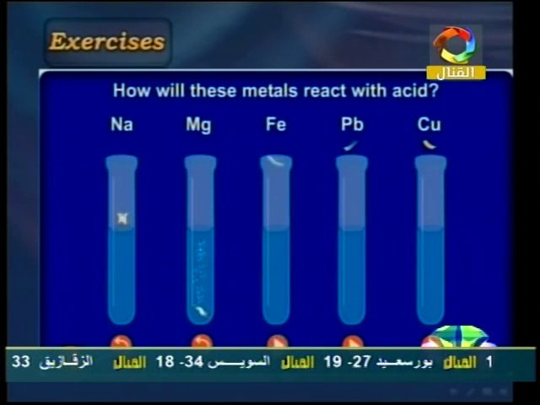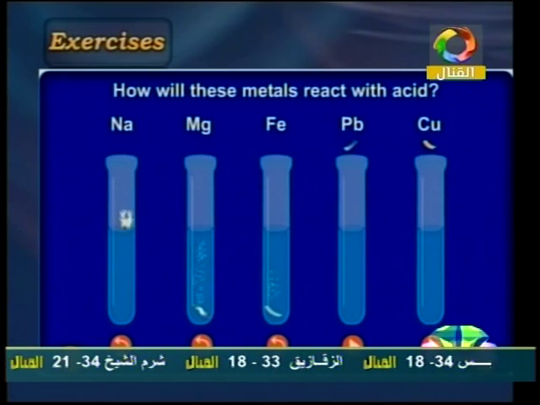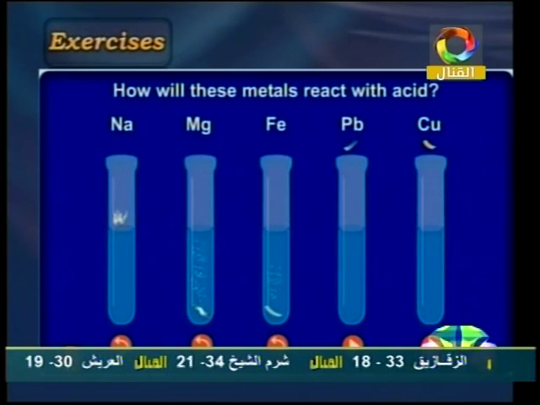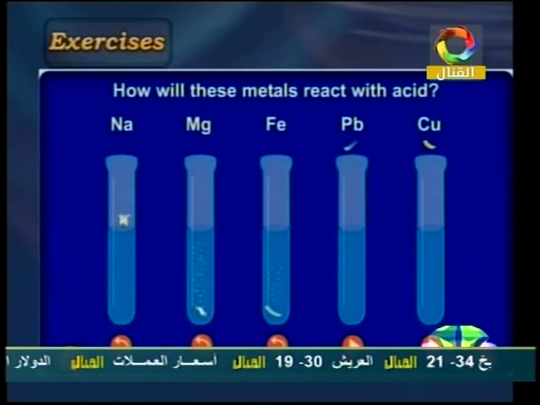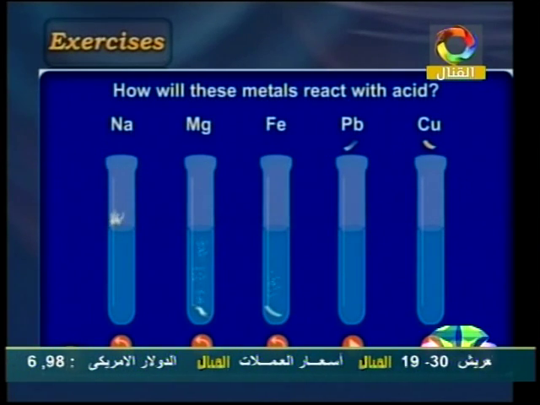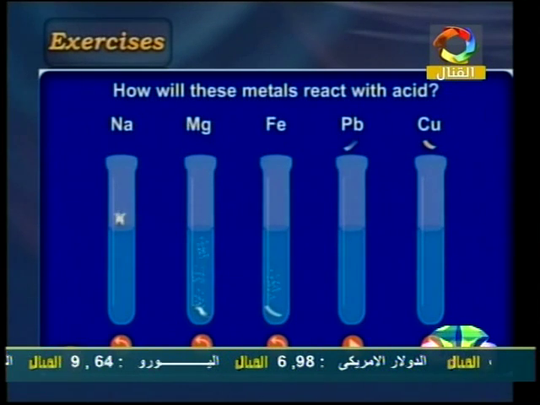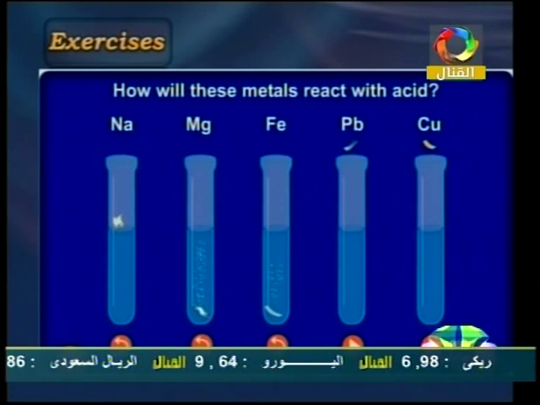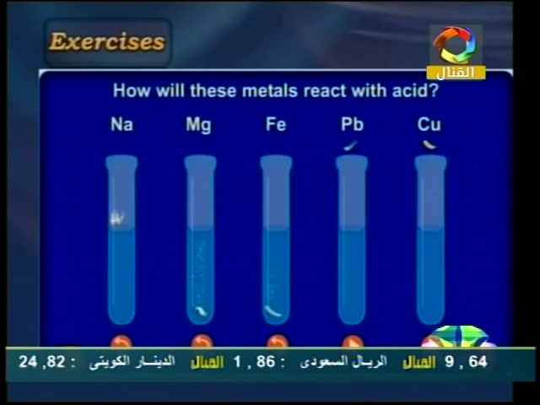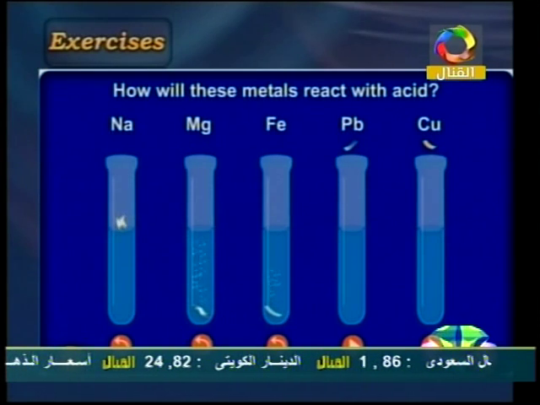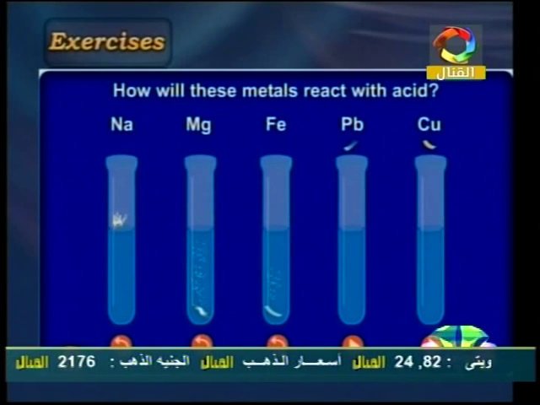And after that we have the iron. Iron is less active than magnesium and sodium, so it makes a very weak reaction, a very small amount of bubbles after a period of time. It takes longer than magnesium and sodium. Sodium reacts immediately. Why? Because sodium is found before hydrogen in the chemical activity series, and magnesium is also found before hydrogen in the chemical activity series. So it is very easy to substitute the hydrogen from its compound.